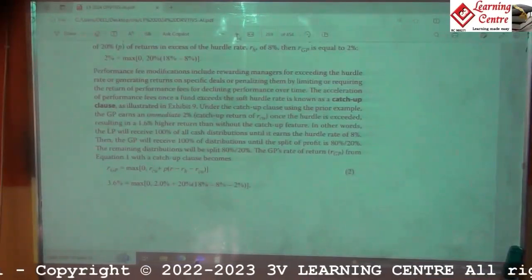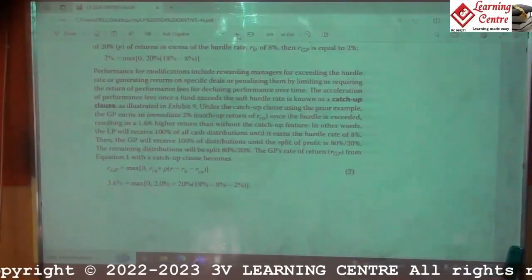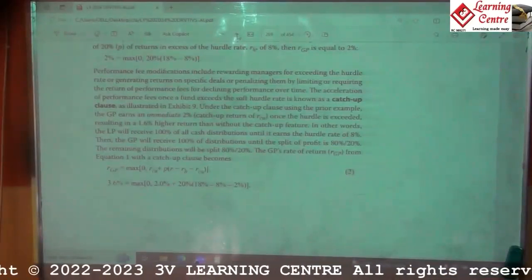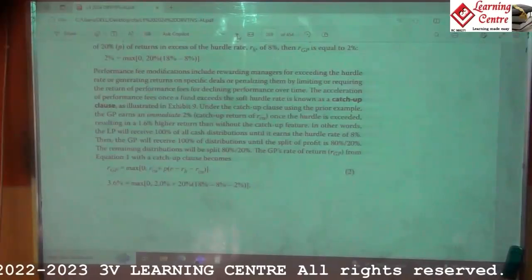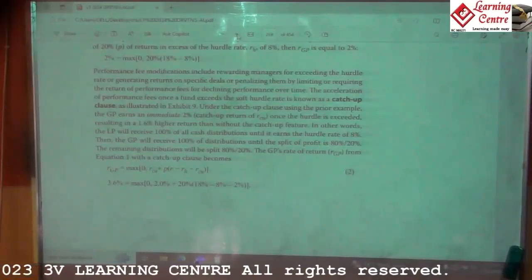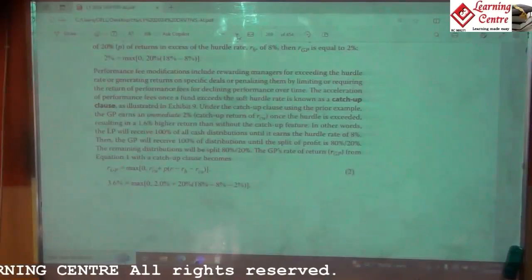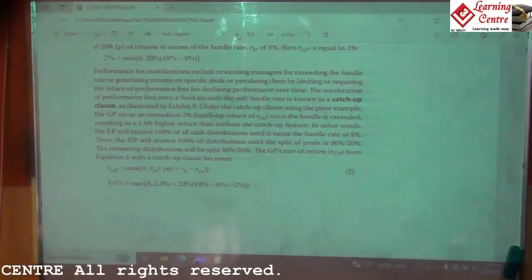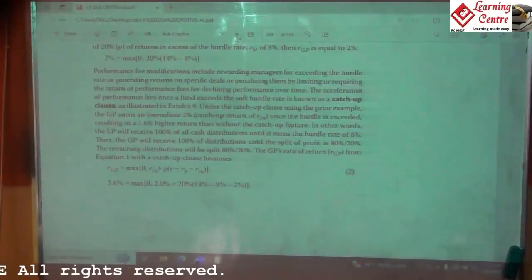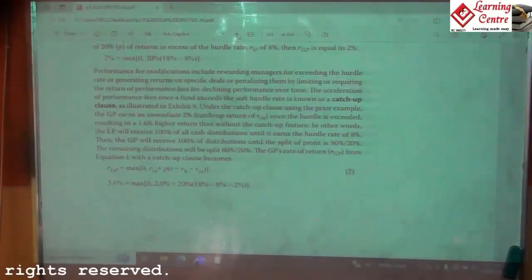The next one is deal by deal basis, the American waterfall. Performance fees are collected on a per deal basis.